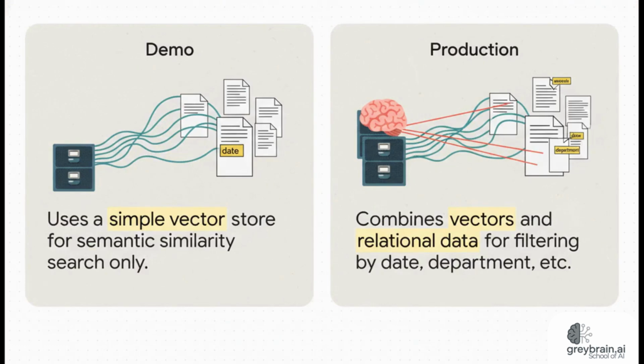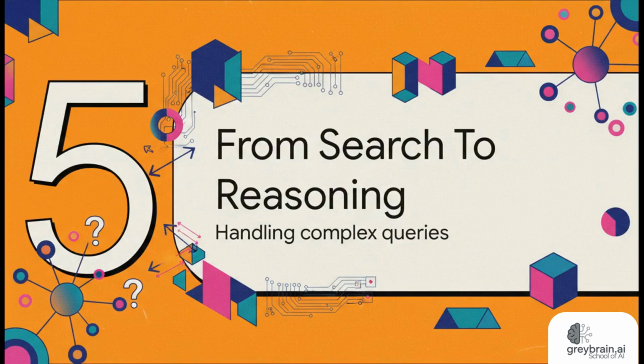So where do you put all this beautifully structured data? Well, most demos just use a simple vector store, which is great for searching by general meaning, by the vibe of a query. But in the real world, you need to filter by hard facts, like only show me documents from after this date, or only from this author. That's relational data. A production system uses a hybrid approach. It combines both, so you get the power of that fuzzy semantic search and the precision of a traditional database filter.